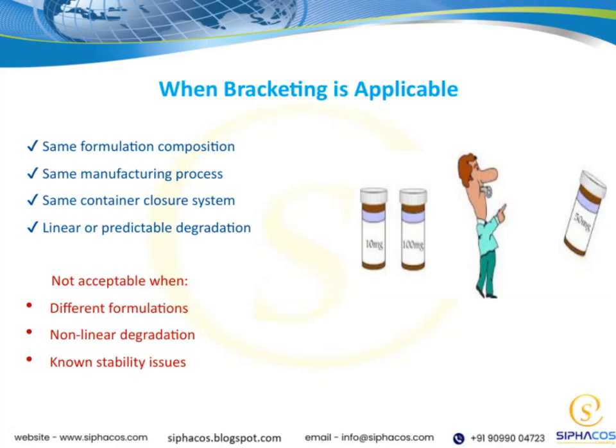When considering bracketing, it's important to focus on formulations that are consistent in certain aspects. First, identical formulation composition means that the active ingredients and excipients are the same across the samples. Second, using the same manufacturing process ensures uniformity in how the product is made. Third, employing the same container closure system helps maintain consistent interaction with the environment. And lastly, a linear or predictable degradation pattern allows us to anticipate how the product will break down over time. These conditions are crucial because they make the bracketing approach valid and reliable.